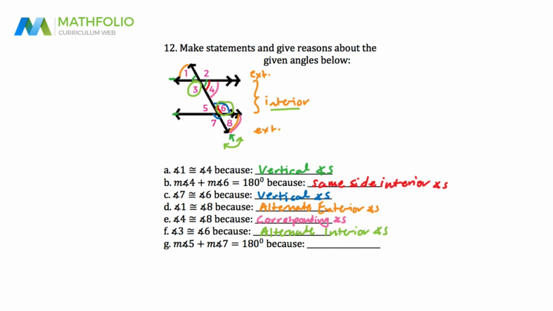angles. And the last one, G, the measurement of angle 5, let's switch color here, let's go for purple. Measurement of angle 5 right here and the measurement of angle 7 equals 180, and that's because they're a linear pair. You could also say that they're adjacent, but linear pair means that they're going to sum to 180 degrees, and you could also say that they are supplementary. They're supplementary, they add to 180. That was question number 12.